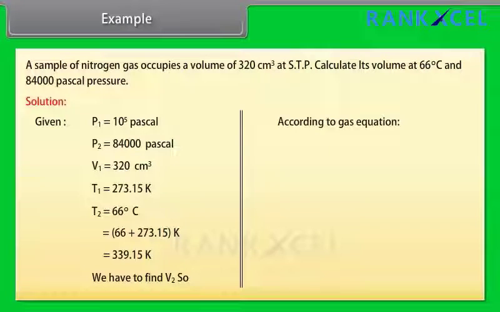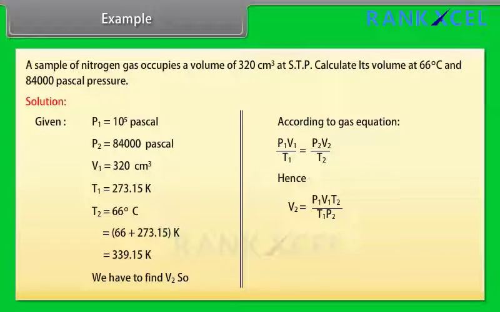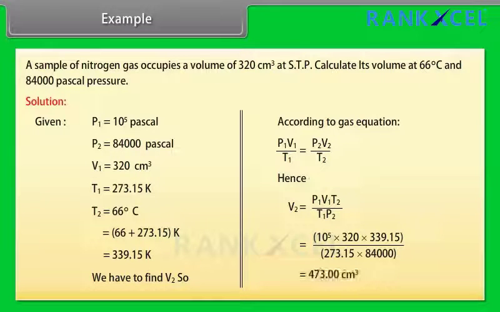So, according to the gas equation, P1 V1 by T1 is equal to P2 V2 by T2. Hence, V2 is equal to P1 V1 T2 by T1 P2, which is equal to 10^5 into 320 into 339.15 divided by 273.15 into 84,000, which is equal to 473 cm3.